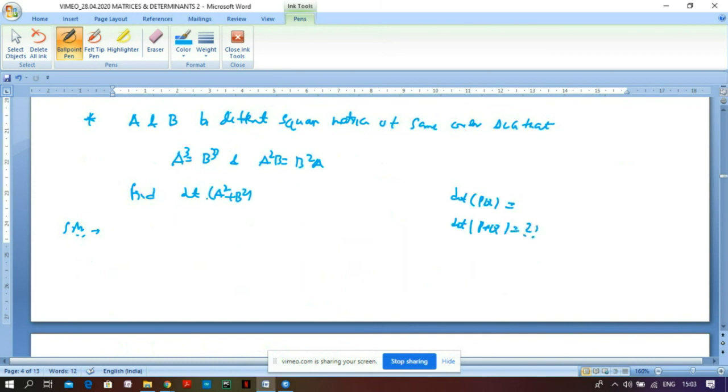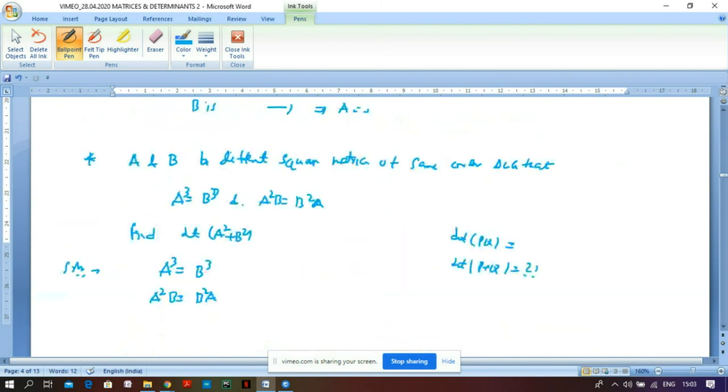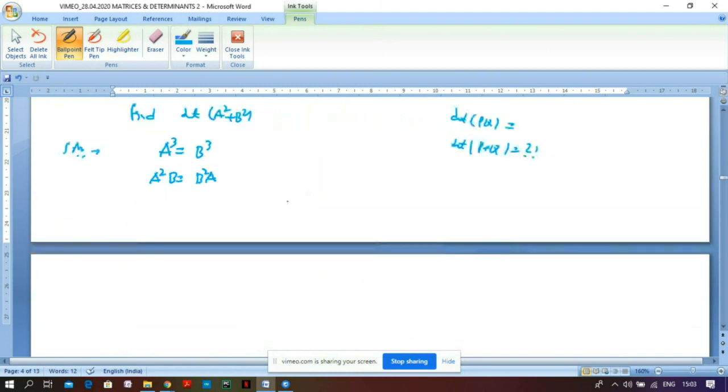But don't worry, there is some motivation. We are writing first A cube equals B cube, and A square B equals B square A. This A square plus B square is the hint, and A and B are different square matrices. Now if we subtract, we get A cube minus A square B equals B cube minus B square A.